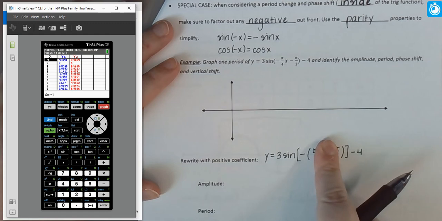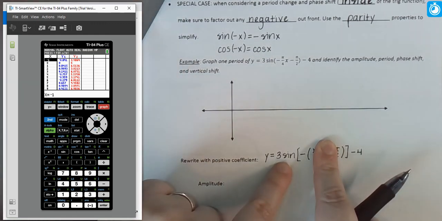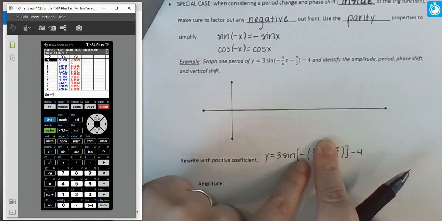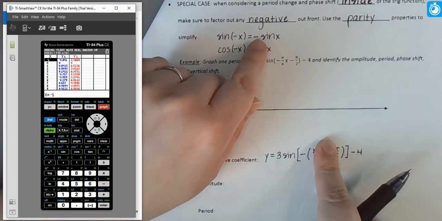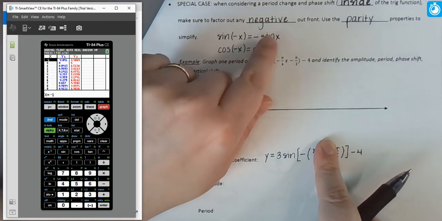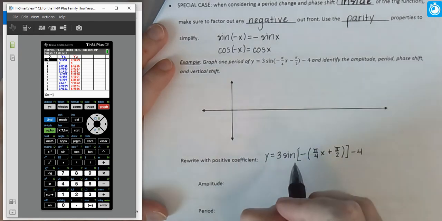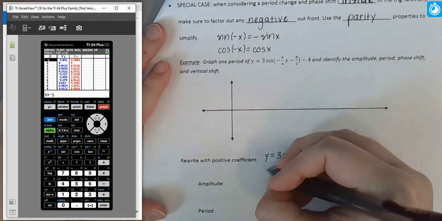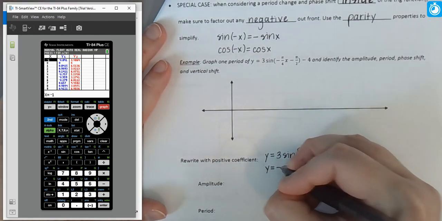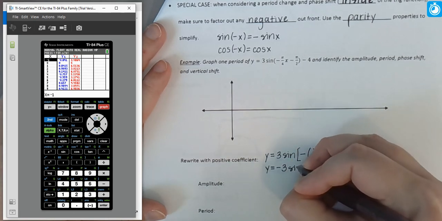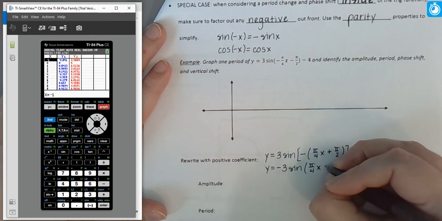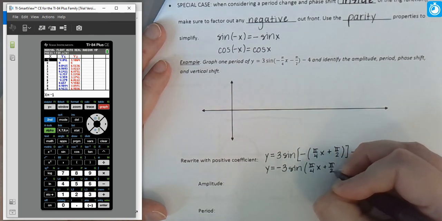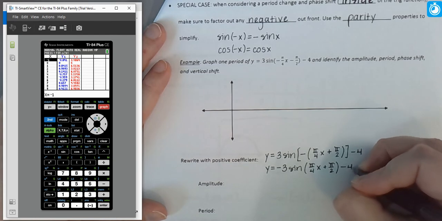So forget about all this for a minute. We now just have the sine of a negative input. And for sine of a negative input, the parity rule, the fact that sine is odd, tells me that I can essentially pull out that negative out front. It becomes the negative sine, and that allows me to eliminate the negative on the inside. So this is going to become negative 3 times the sine of this altered input, pi over 4x plus pi over 2, minus 4.